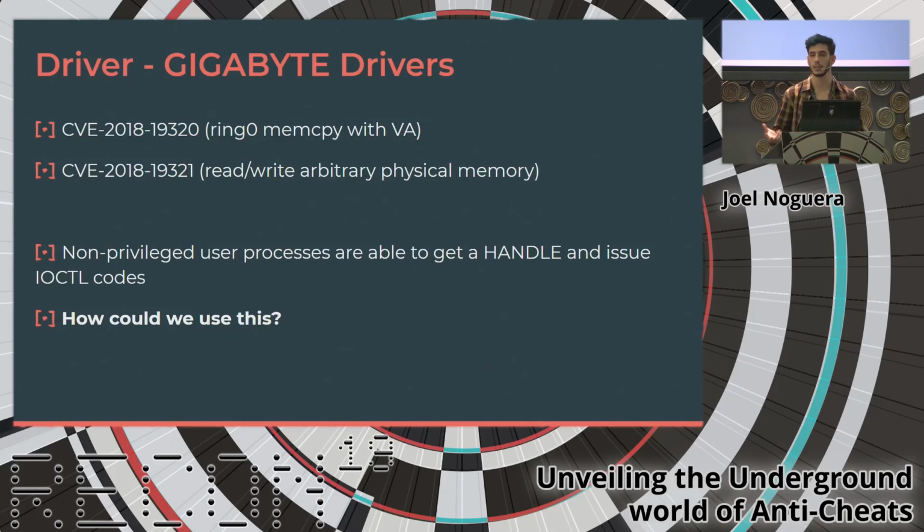And the second vulnerability allows us to read and write arbitrary physical memory from the system. This is quite interesting because by using this vulnerability, we could start scanning all the physical memory, looking for useful information, so we can find usable kernel structures inside of the kernel memory. Again, the vulnerability was that users without enough privilege are able to call and get a handle to the driver.